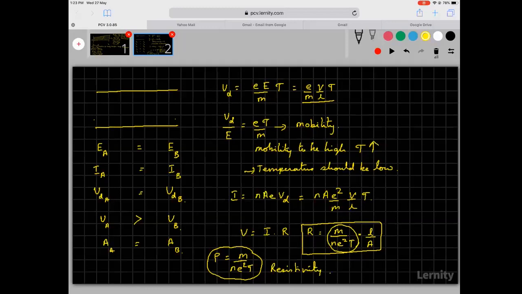So rho is equal to m by ne squared tau. That is the resistivity of the material. In physics, definitions are very, very important. So first make a note of all these things and then I will talk about the resistivity. This is a very important 3-mark question.